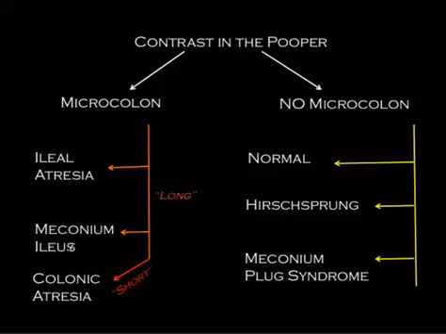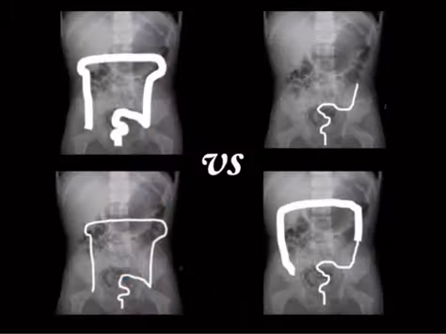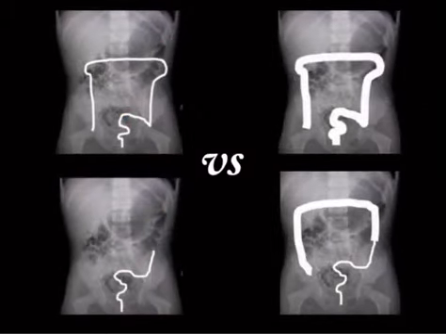Well, why would this be short? Because you don't have a colon, so it can only fill a little bit, and then the rest of it's not going to fill because you don't have a colon. So let's look at this again. I'll reorganize these things so that we've got microcolon and not.